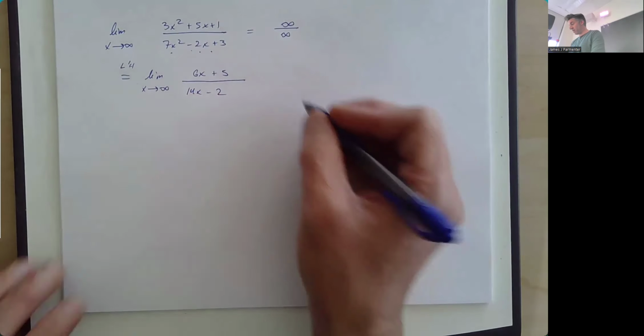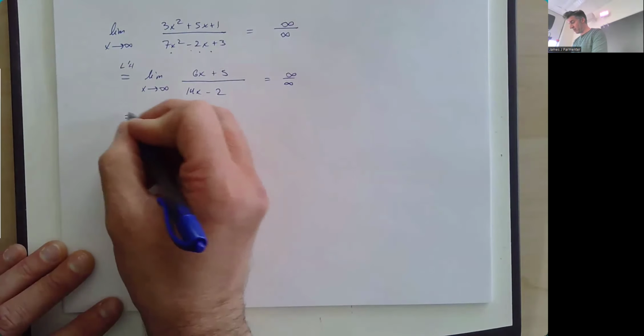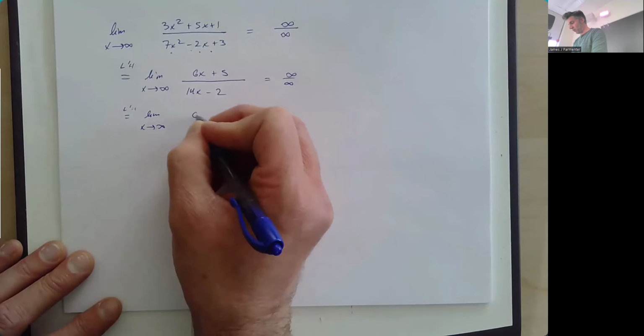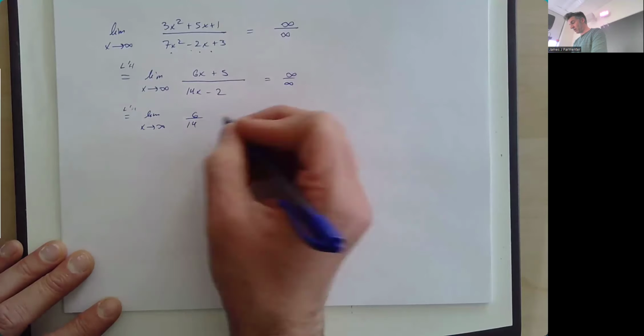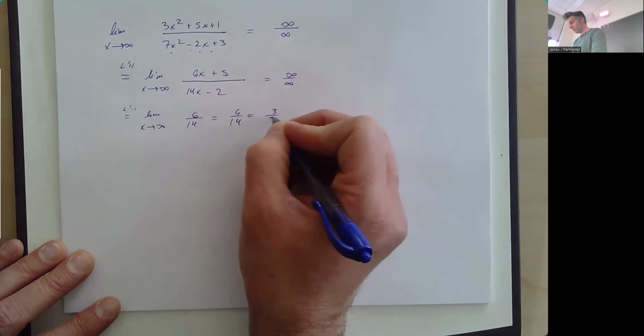We still have an infinity over infinity type. So then we use L'Hopital's rule again. We get the limit as x goes to infinity of 6 over 14. The limit of a constant is the constant. So we get 6 over 14, which does reduce to 3 over 7.